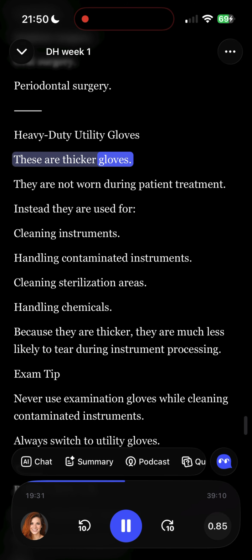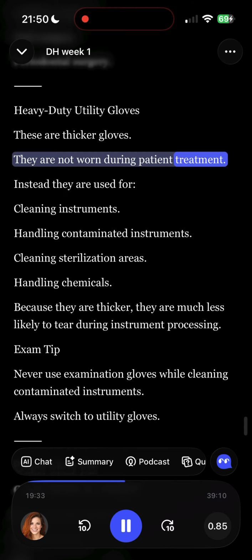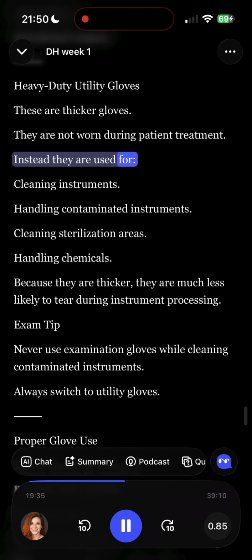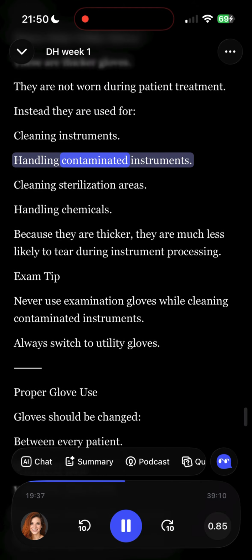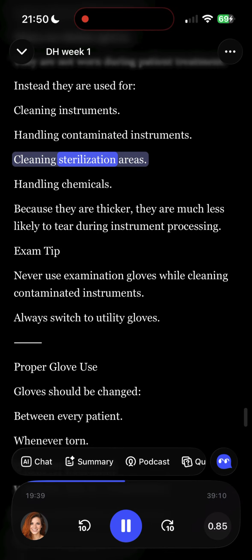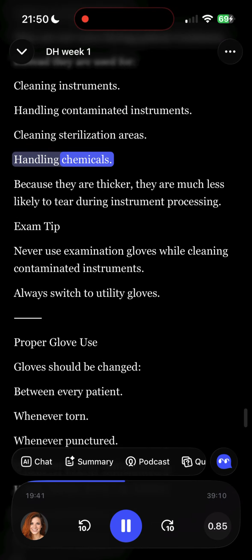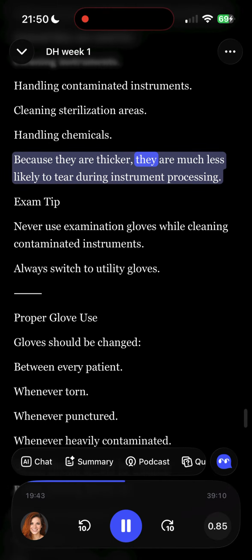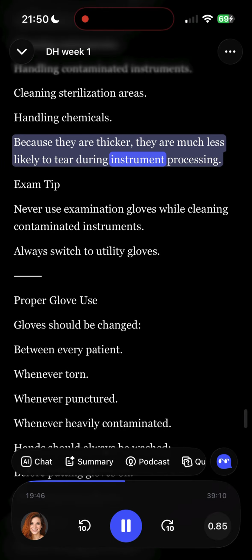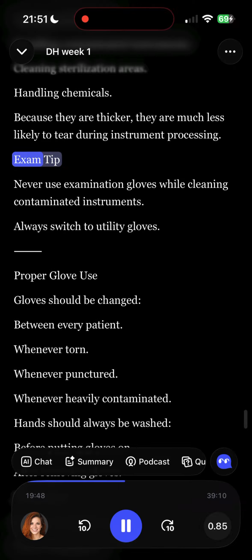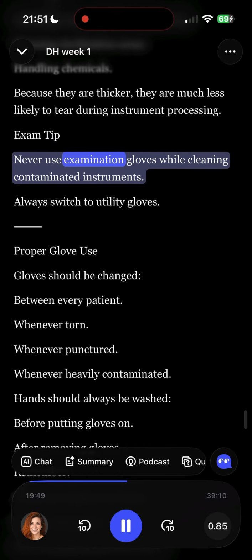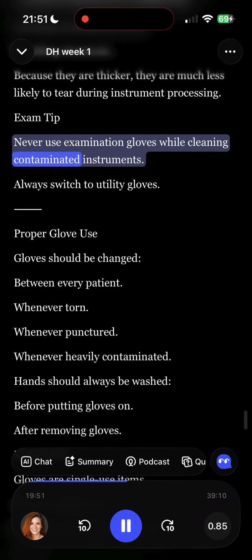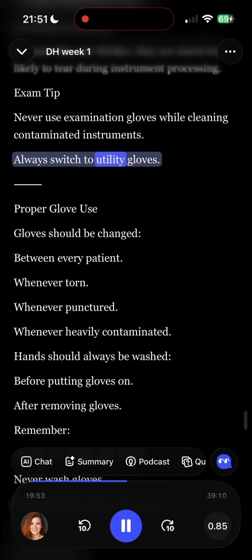Heavy-duty utility gloves. These are thicker gloves. They are not worn during patient treatment. Instead, they are used for cleaning instruments, handling contaminated instruments, cleaning sterilization areas, and handling chemicals. Because they are thicker, they are much less likely to tear during instrument processing. Exam tip: never use examination gloves while cleaning contaminated instruments. Always switch to utility gloves.